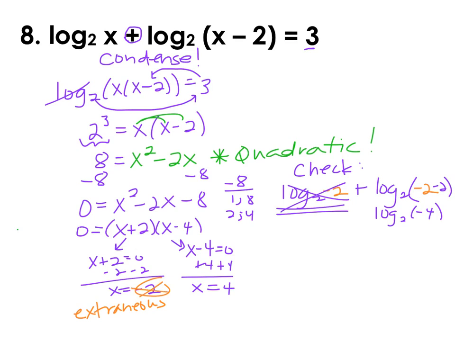Hopefully 4 works, so let's double check that one. If we plug in 4, we have log base 2 of 4, so far so good, plus log base 2 of 4 minus 2, and that would be a positive value as well. So notice we're good here, we're good here. 4 is a valid solution for x. Now that we've had some practice solving both exponential and logarithmic, let's take a look at some application.